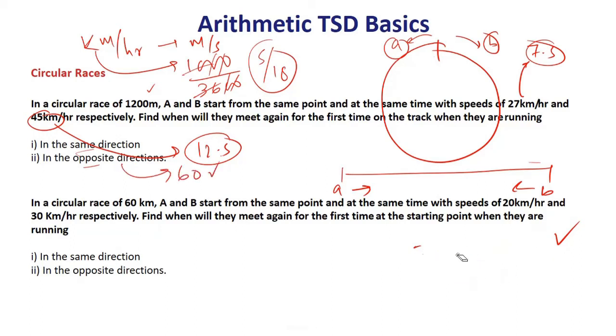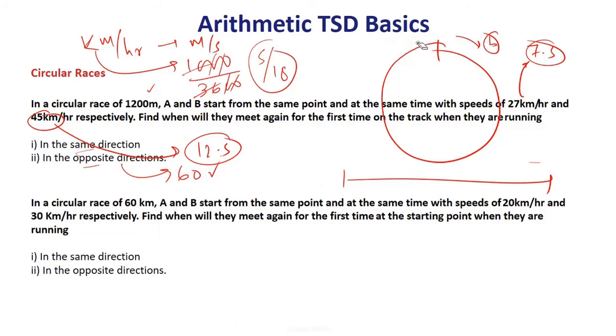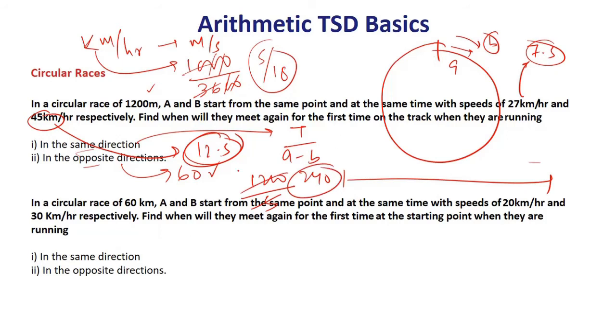Now let's take another case, when they are moving in the same direction. What you'll have to do is similar to what you've done in the first case: T upon A minus B. So that becomes 1200 upon 12.5 minus 7.5, that is 5, so 240.